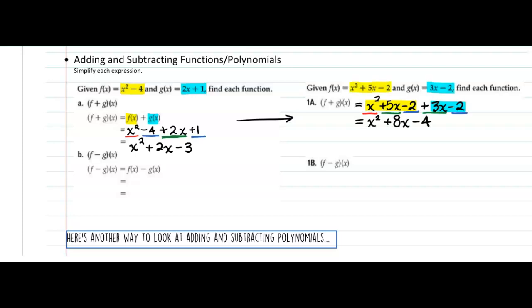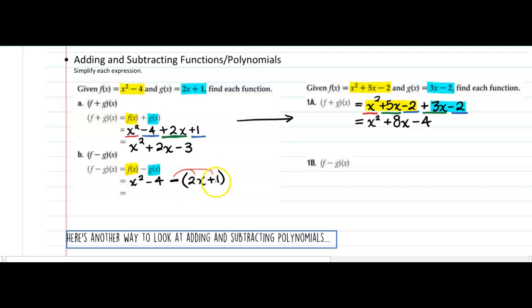Did you end up with x squared plus 8x minus 4? Excellent. Let's talk about subtracting. This is going to be a little bit different. We're going to still start with our f of x, which in this case is x squared, take away 4, and then we're going to subtract g of x. So we always want to use good notation, which means subtract, open the parentheses, and then we write 2x plus 1. The first thing we have to do is distribute this negative throughout the second set of parentheses.